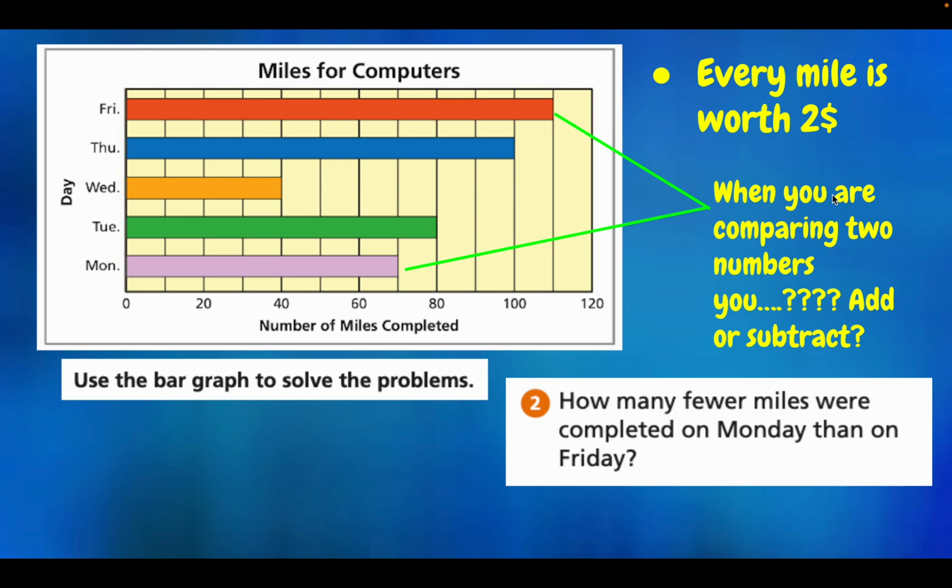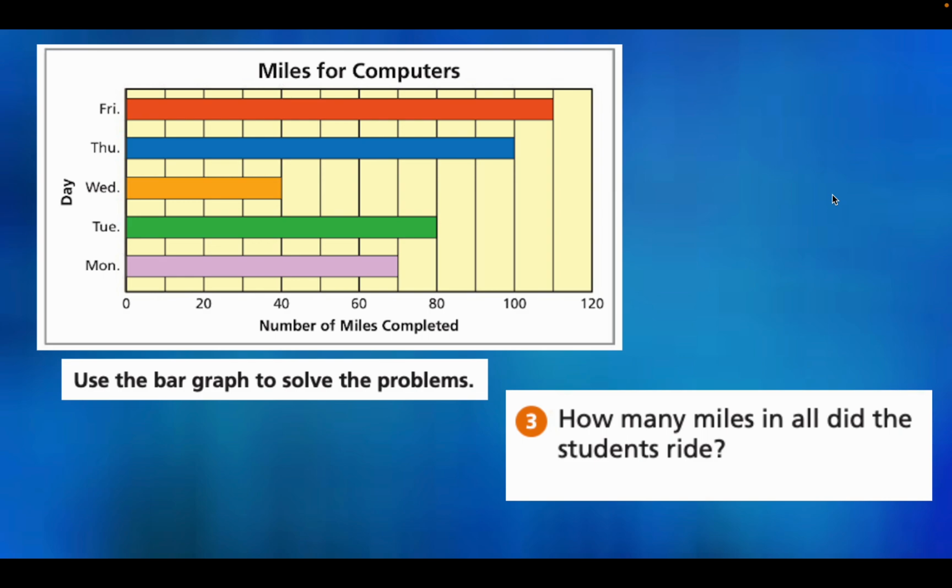So look how much they wrote on Friday and compare that, or subtract that from how much they wrote on Monday, and that will give you your answer. Number 3, how many miles in all did the students ride? So now we are taking the miles for Monday, Tuesday, Wednesday, Thursday, Friday. You're taking them all and you're going to add them all together.